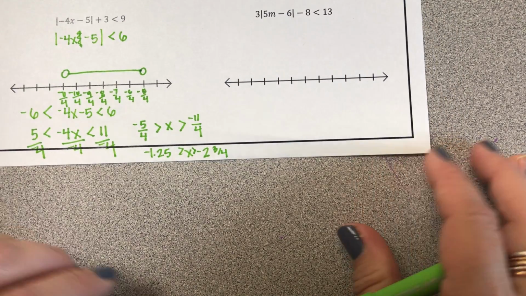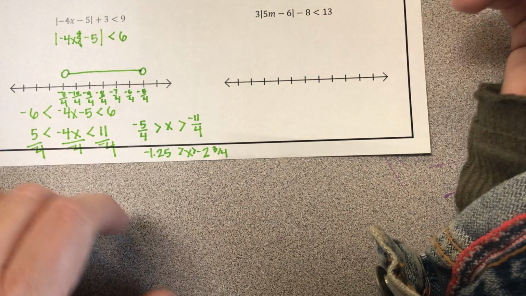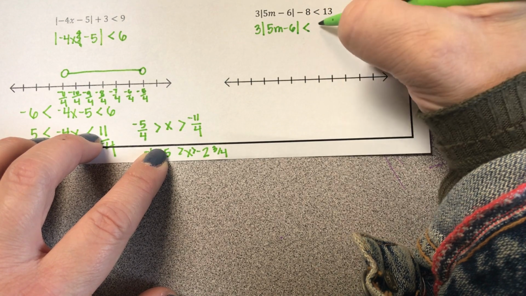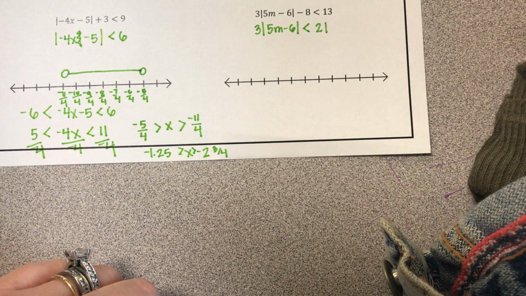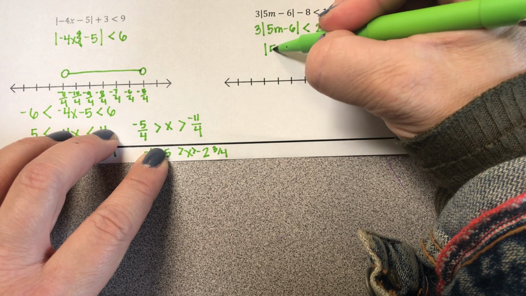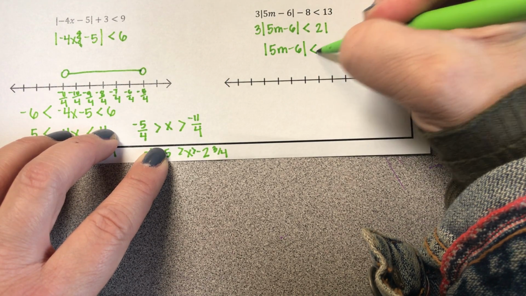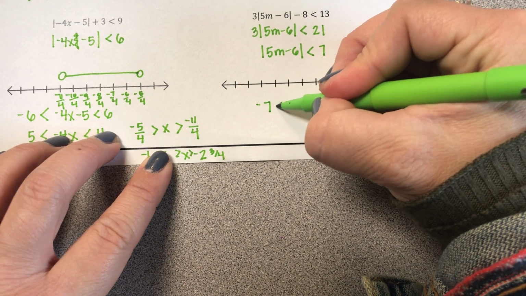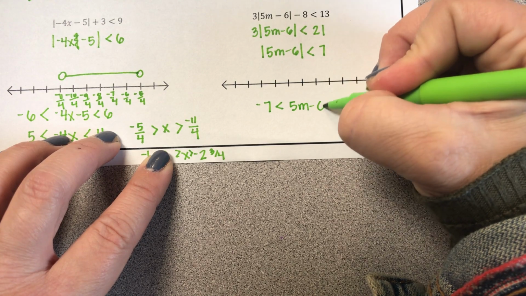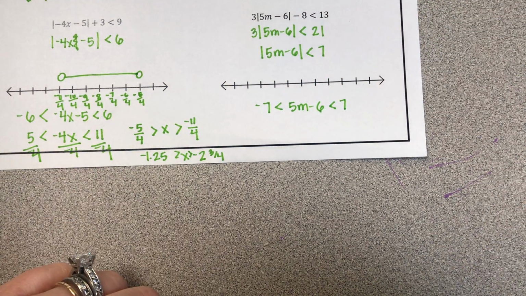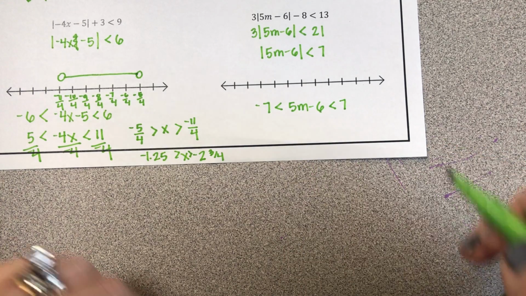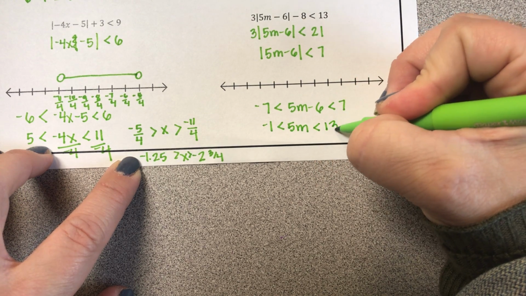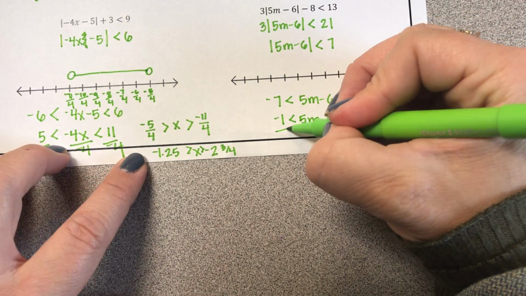Okay, and then the very last one, again, we're going to solve it for the absolute value. So 3 times the quantity, 5m minus 6, is less than 21, because I added 8 to both sides. So now I'm going to divide by 3. The absolute value of 5m minus 6 is less than 7. So it's still a less than, so negative 7 is less than 5m minus 6, which is less than positive 7. So the first step is to add 6 to both sides. Negative 1 is less than 5m, which is less than 13. And now we're going to divide by 5.